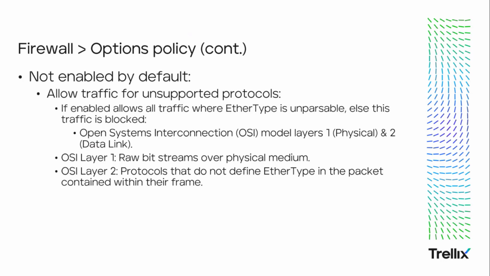This applies to the Open Systems Interconnection, or OSI model for short, layer 1, which is the physical layer, and layer 2, which is the data link. An example of OSI layer 1 is raw bit streams over a physical medium. And OSI layer 2 is a step beyond a raw bit stream. It's actually a defined protocol, and at OSI layer 2, you're defining the frame of the protocol, and that frame does not contain a definition for the ether type in the packet that's contained within that frame.